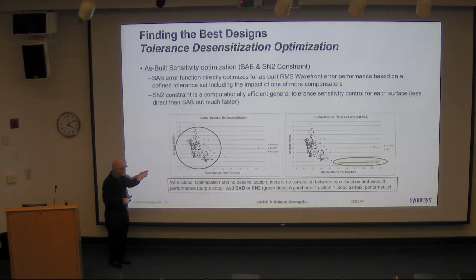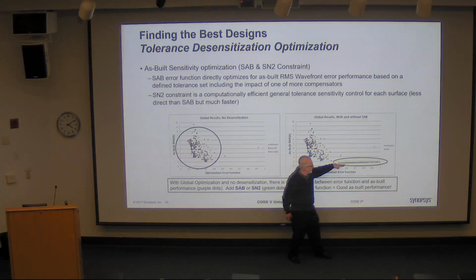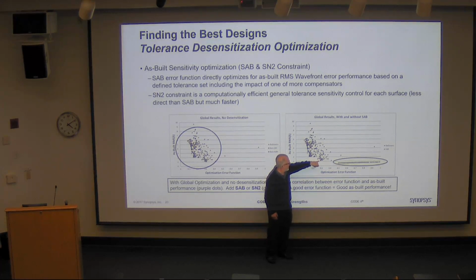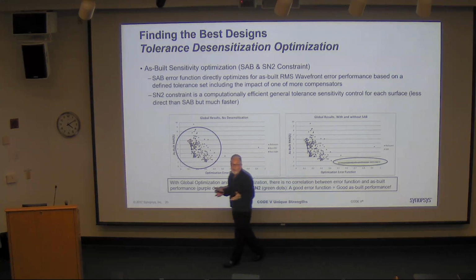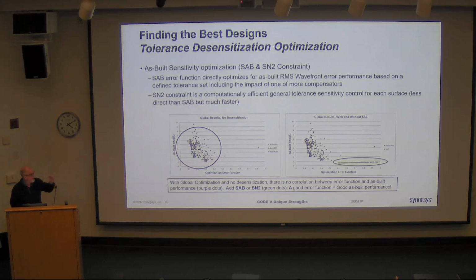But here is the same optimization that gave me this system before, where I've added one of these 2 methods, this SAB method. Now all the solutions have good as-built performance. You've got this really great correlation between as-built performance and merit function, and you're not wasting time finding all these solutions that you don't really care about. Also, many of these solutions are better than the best we got when we didn't tell Code V to worry about as-built performance. That's another feature strength: our tolerancing method is so fast that you can do this very effectively as part of the optimizer.